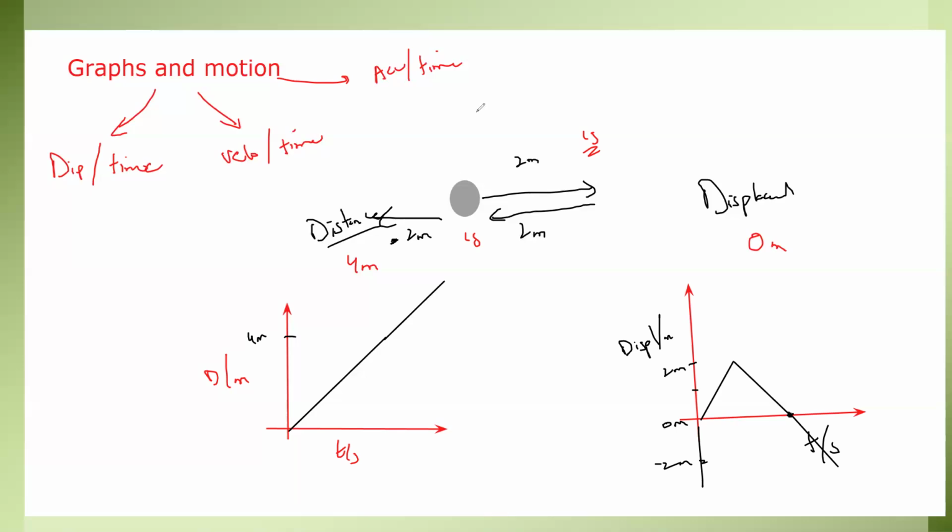And if you want to find the speed from a distance-time graph, we work out the gradient. And if you want to work out the velocity from a displacement-time graph, we also work out the gradient. So in a distance-time graph, the gradient is the speed. In a displacement-time graph, the gradient is the velocity.